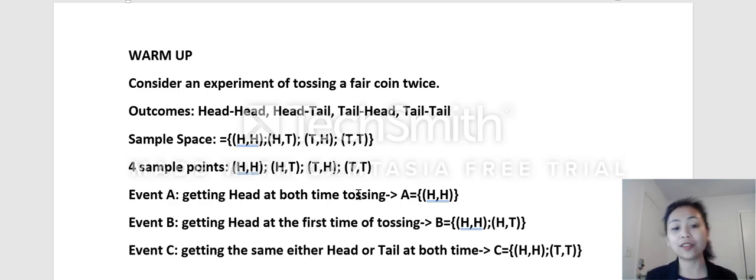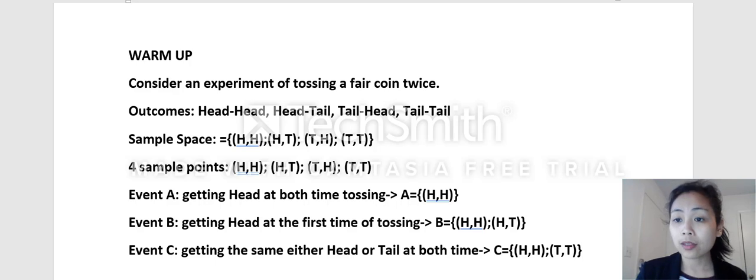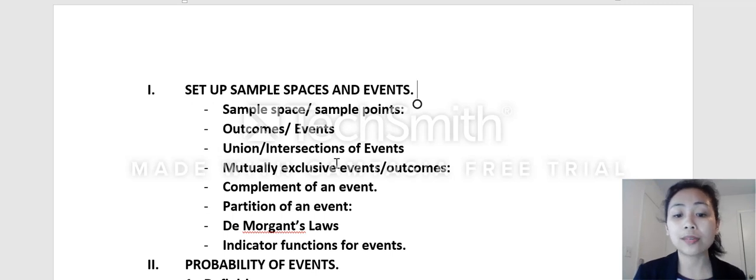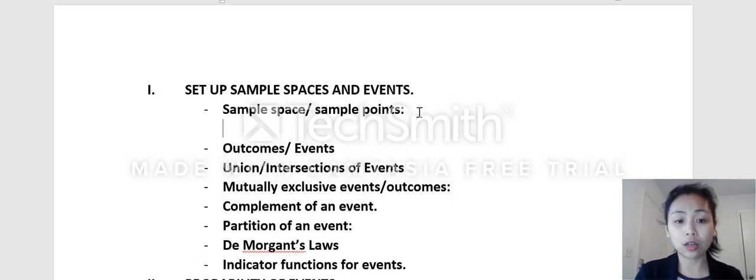From this example, I think you already know the basic concepts in probability. What is a sample space? What is a sample point? What is an event? So I'm going to go ahead and give you the definitions. In the lesson today, I will talk about sample space, sample points, outcomes, events, union, intersection of events, mutually exclusive events and outcomes, complement of an event, partition of an event, De Morgan's law, and indicator function for events.